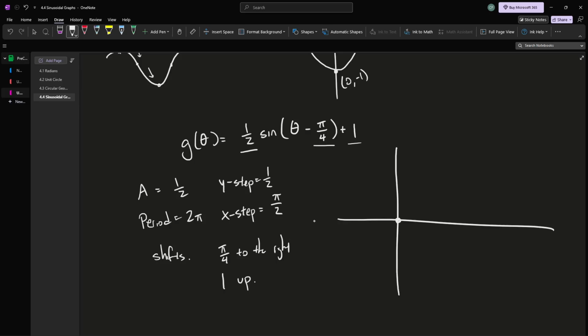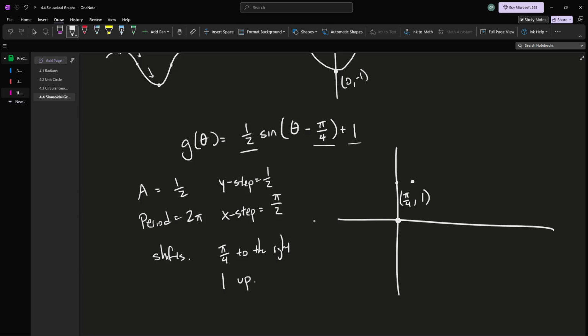Next, I do my shifts. It doesn't matter which way you do it. But I'm going to do up 1 first. So let's go up to here. And to the right, pi over 4. How much is pi over 4? My period is 2 pi. So pi over 4 is a small piece of it. My x step is pi over 2, which is bigger than pi over 4. So I don't need to shift too much to the right. So I'm going to start at pi over 4, 1.